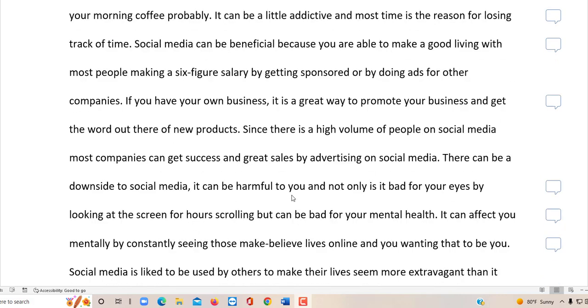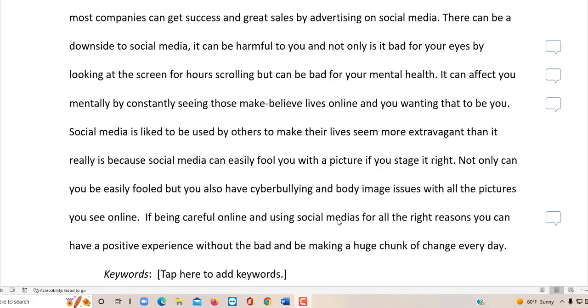It can be harmful to people, so get rid of you, and not only is it bad for their eyes by looking at the screen for hours at a time scrolling, but social media can be bad for their mental health. It can affect them mentally by constantly seeing make-believe lies online and making a person wanting to be that person. Social media is liked to be used by others to make their lives seem more extravagant, because social media can easily fool a person with a picture if a person stages it right.